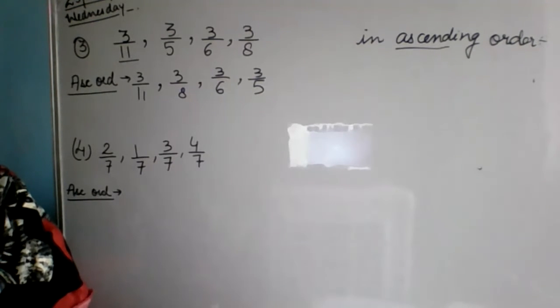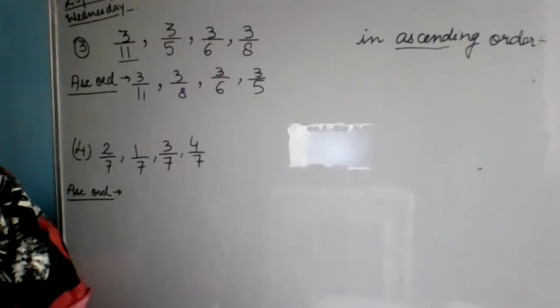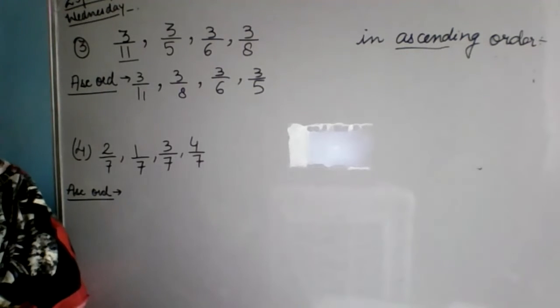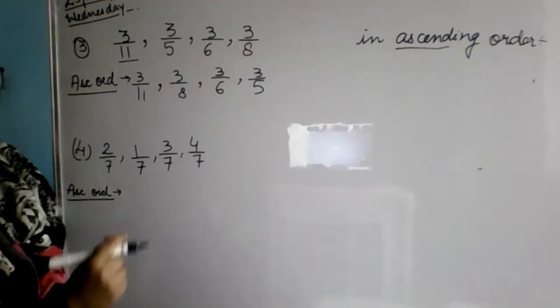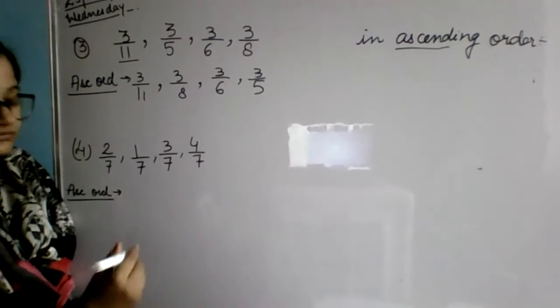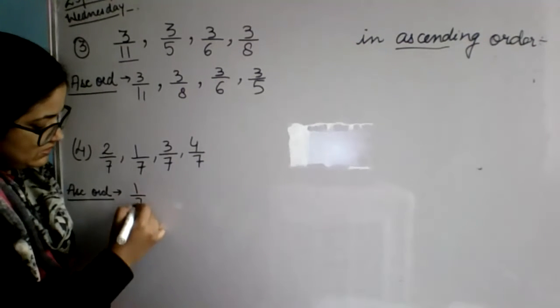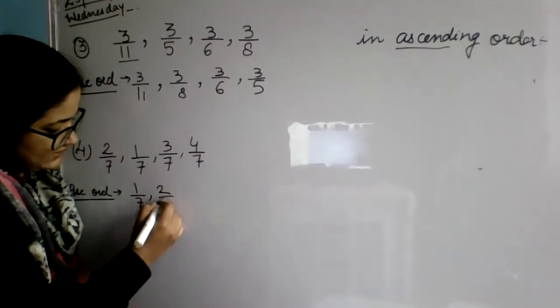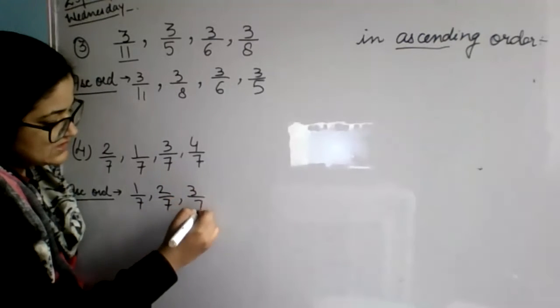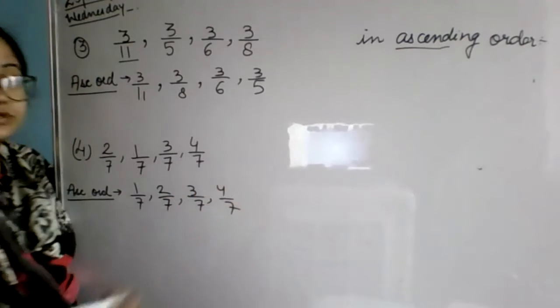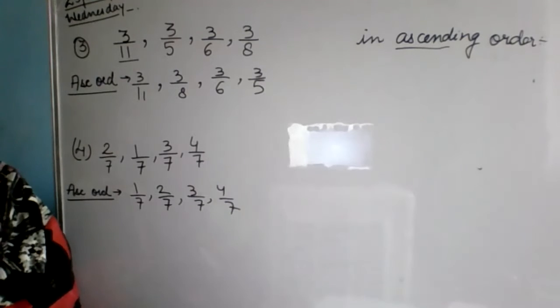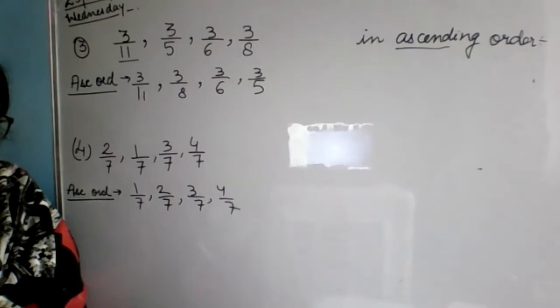Ma'am, I have done. Okay. Tell me what will be the answer. 1/7, 2/7, 3/7, and 4/7. Ma'am, it was easy. Yes, this was easy.